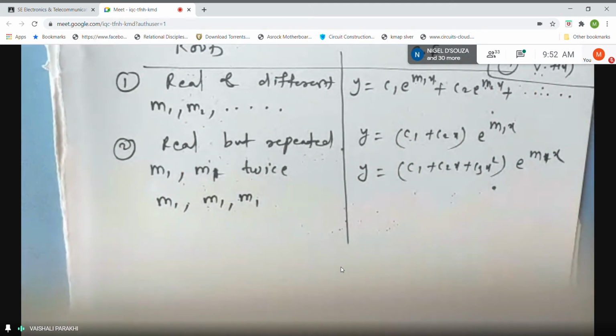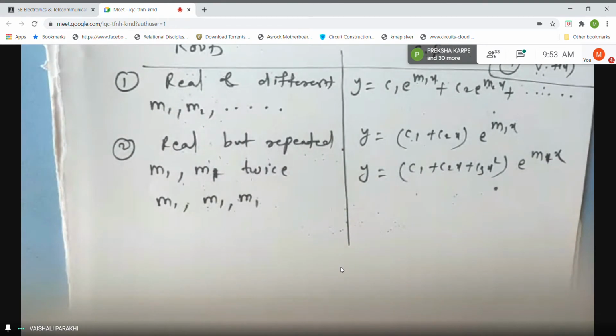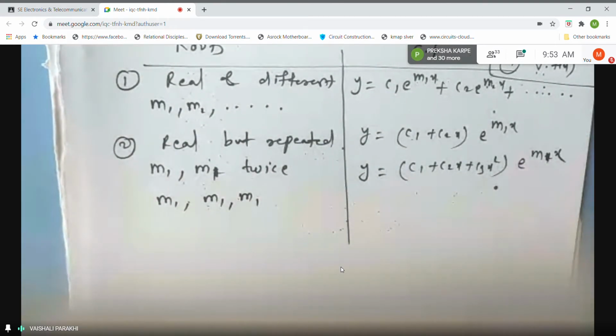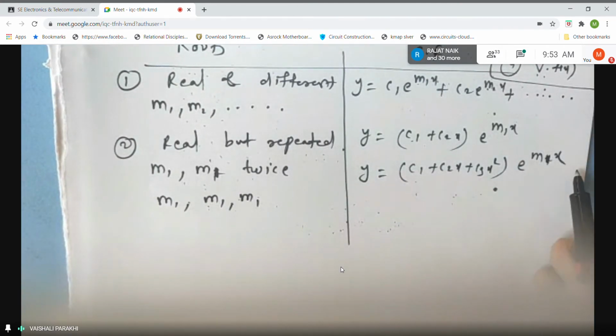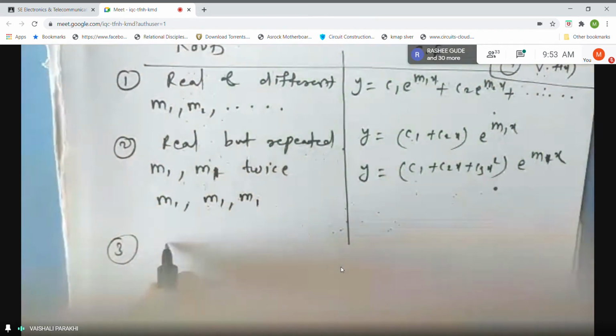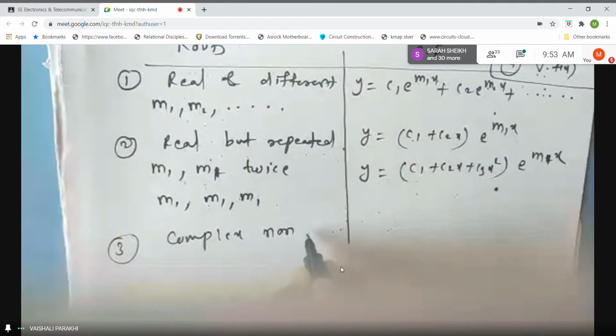There will also be combinations of real roots, complex roots, repeated roots, non-repeated roots, right? If the root is repeated 4 times, what will be the change? It will be (C1 + C2x + C3x² + C4x³) e^(m1x). So it depends upon the roots. Now the next case is if the roots are complex and non-repeated.